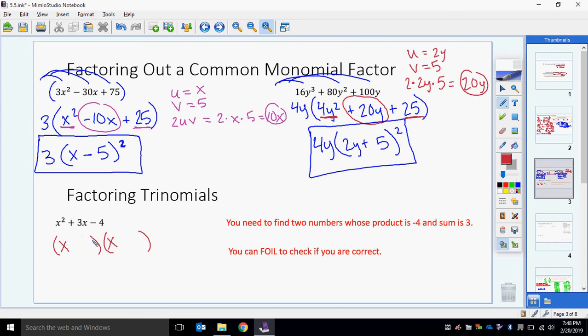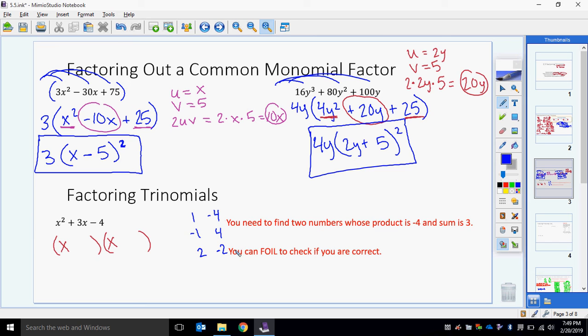Now the last terms are the tricky part. I need to find 2 numbers who, when I multiply them, I get negative 4. But when I add them together, it has to be this middle term, this 3. Okay, so I'm going to go over here and make a little chart of numbers that multiply to negative 4. So that would be 1 and negative 4, negative 1 and positive 4, and 2 and negative 2. There's no other factors of negative 4.